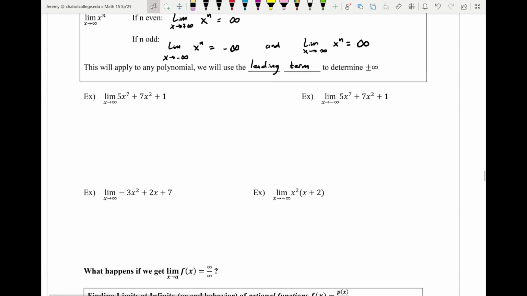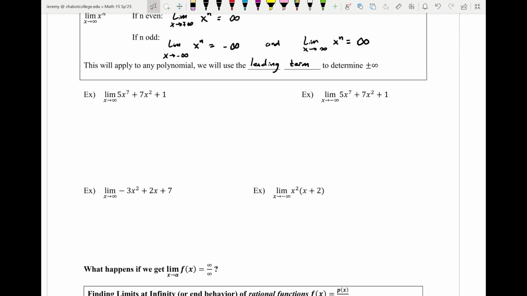All right, so we've got a few examples to do here. This first one. Okay, the important details here: x is going to positive infinity in this case. Here's our polynomial. I really only care about the leading term here, right? So the leading term tells me that n is an odd number, right? So the degree of this polynomial is odd.